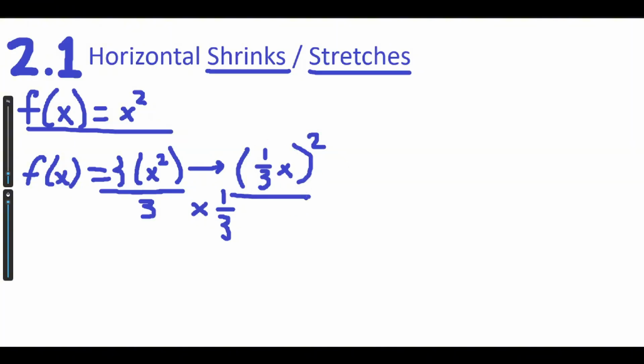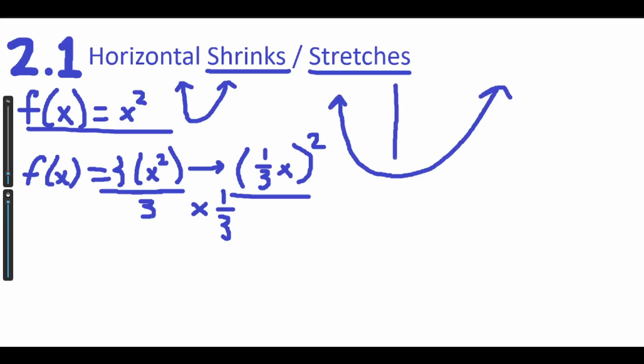And the reason this is a stretch is because think of it like x squared. This is just a normal parabola. However, 1/3 x widens it from the origin. So you can basically think of it as if it's less than 1, then it takes it away from the y-axis, because you can see here it's wider, so it stretches it.